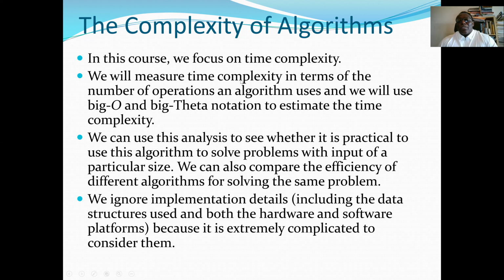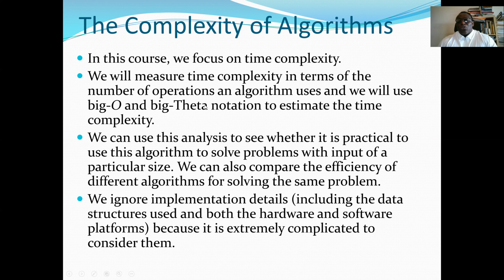We will measure the time complexity in terms of the number of operations an algorithm uses, and we will use the big O or big theta notation, which we discussed in the previous lectures. The big O and big theta notation are used to estimate the time complexity. An example is a search algorithm, which we discussed in a previous lecture. There are two types, the binary and the linear. How can we know which one is more efficient?